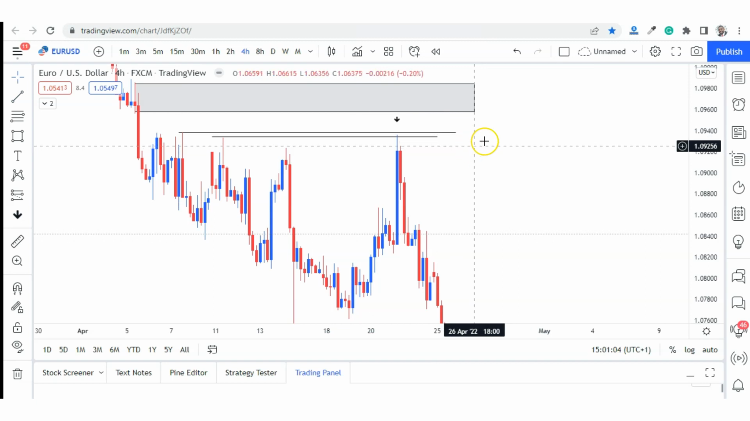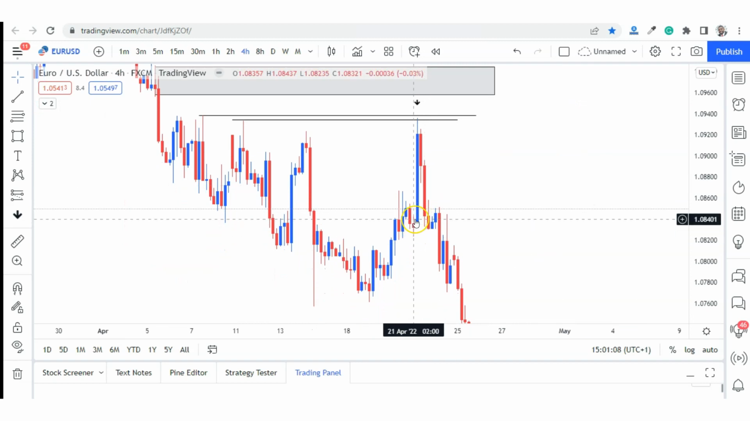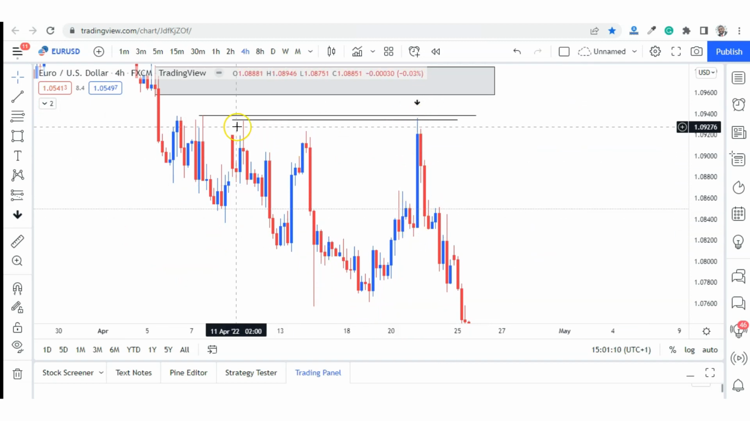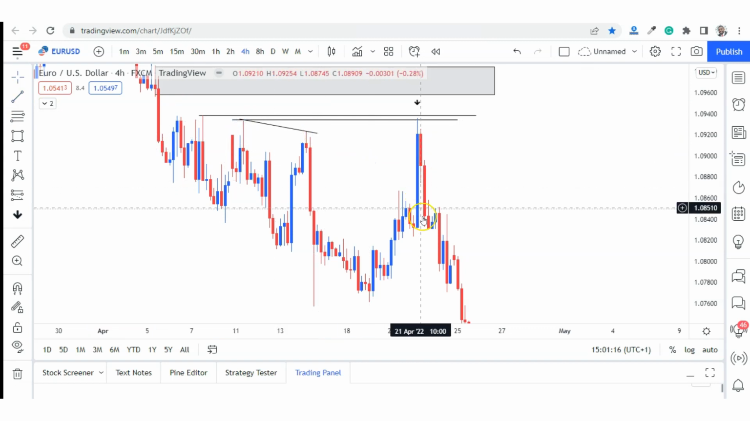So now, when price moved up here to sweep this liquidity, that was where we started hunting for buys. It was during the London Open. This is 6 a.m., London Open. Price took out this high in the Asian market.